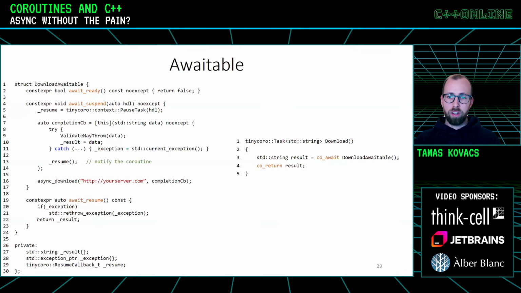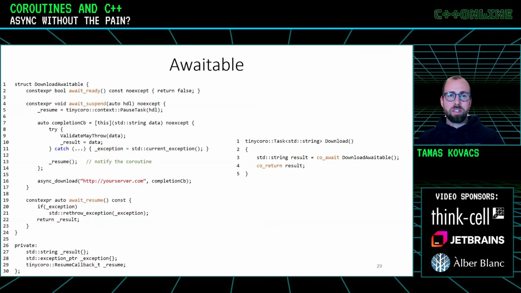So, of course, if you want, you can make this download awaitable more generic and reusable, for example, by creating a constructor and accepting the URL in the constructor. But I was pretty limited by the slides, so I decided not to make them so generic.